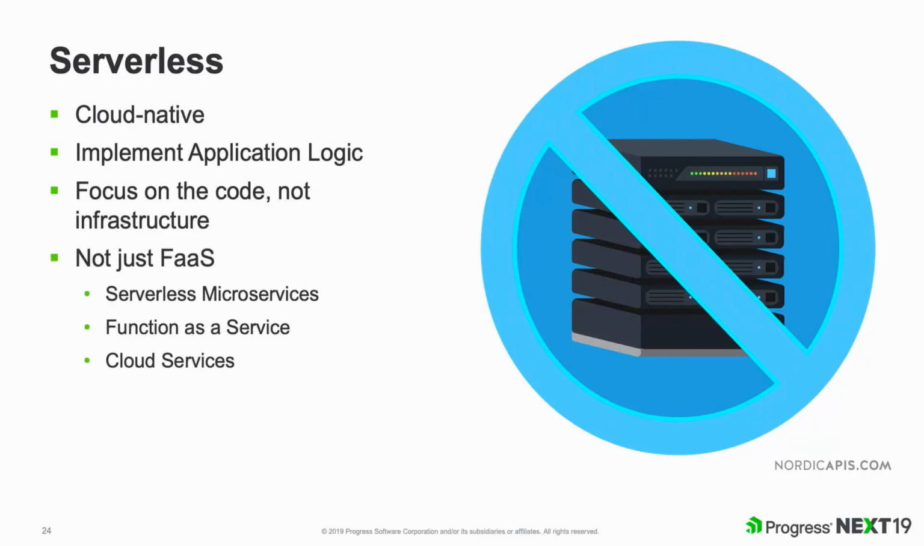It's not just function as a service. One common misconception is that AWS Lambda and Azure Cloud Functions are what serverless is. Well, function as a service is just one type of serverless paradigm. Serverless is anything that allows you to focus on your code and to focus on delivering value without focusing on hardware and resources.